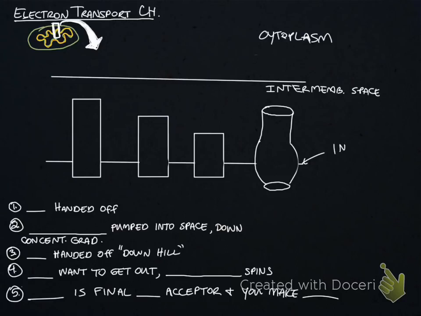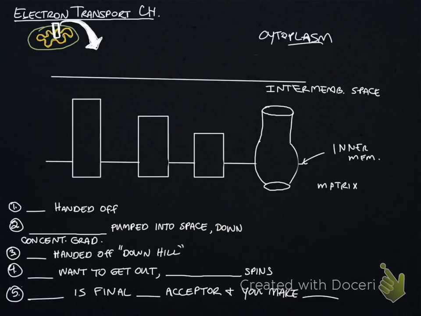Along the inner membrane. This is the matrix of the mitochondria. And this is the cytoplasm of the cell. So you have proteins found on the inner membrane of the mitochondria that are going to utilize these electrons and turn them into ATP. So what happens first?